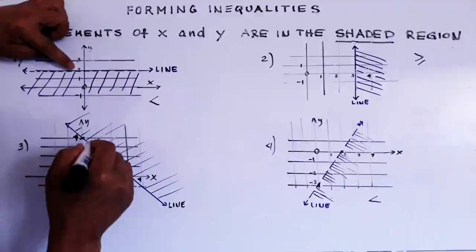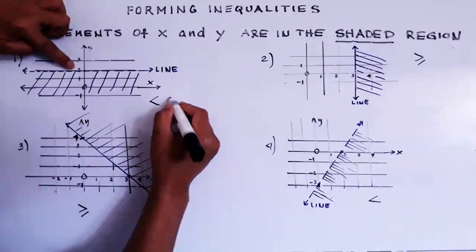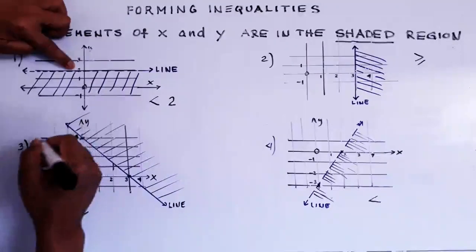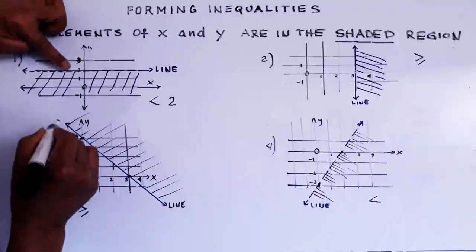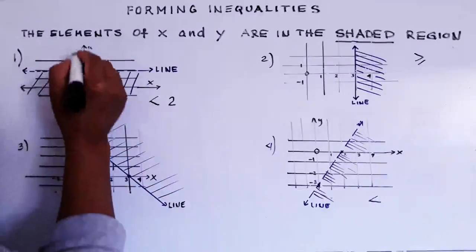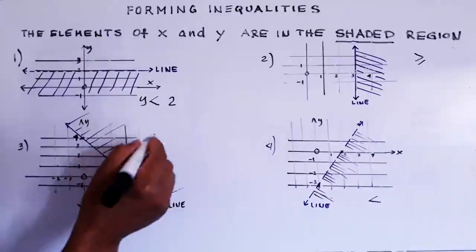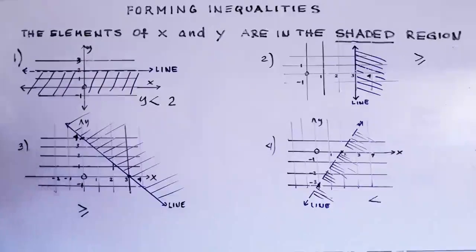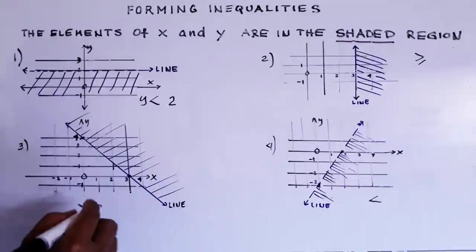So here is 3, 2. So we need to put the 2 here. Okay, it's positive. This one is 3. Okay, 2, 1, 0. So 2, and that is y. So we have y is less than 2. Okay, that is our inequality for number 1.